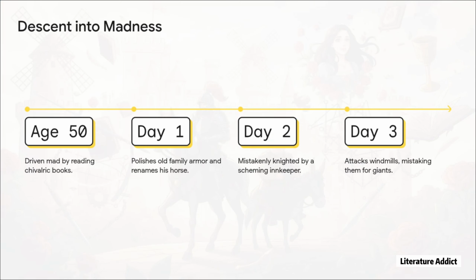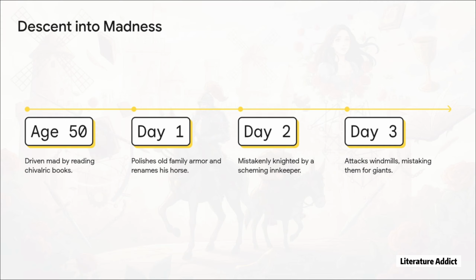Let's actually track his initial descent into madness here. So at age 50, he reads so many of these fantasy books, he literally loses his mind. Just snaps. On day 1, he polishes up this rusty old family armor and renames his incredibly skinny horse Rocinante. By day 2, he's being mockingly knighted by a scheming innkeeper who honestly just wants the guy to leave. And then, by day 3, we hit that famous moment we all know. He charges at a field of windmills because he is entirely convinced they're terrifying giants.